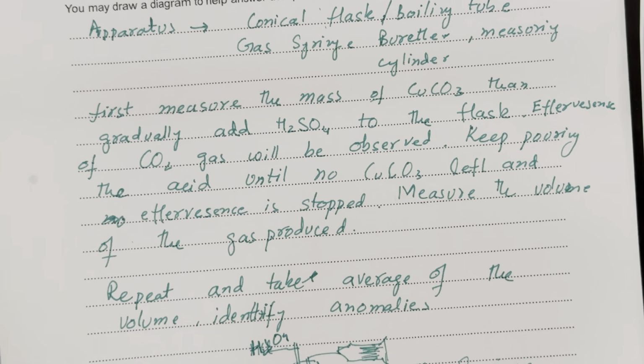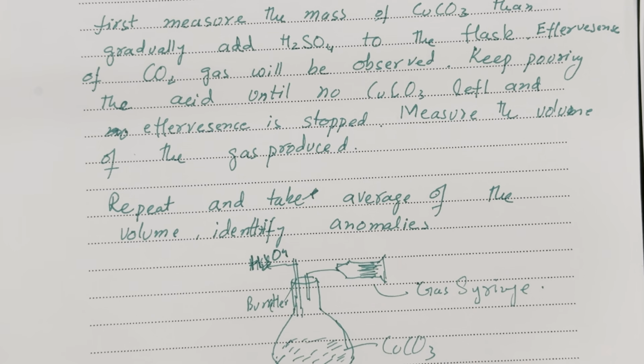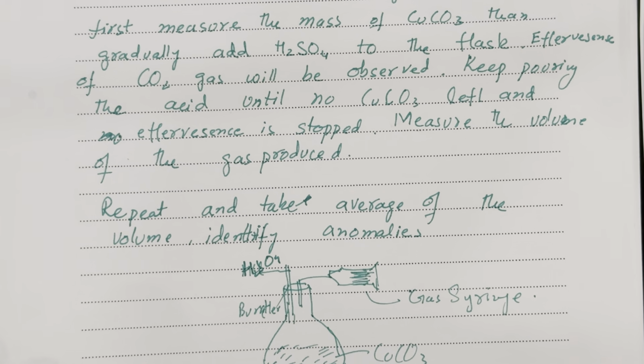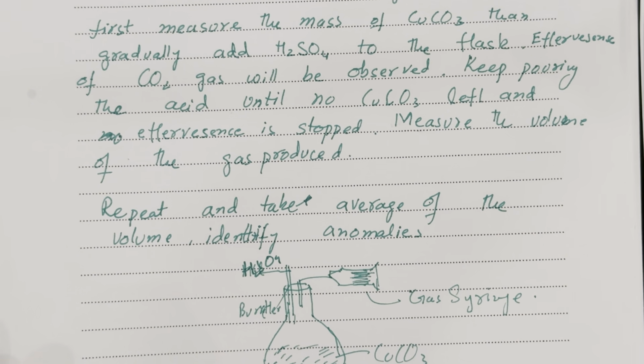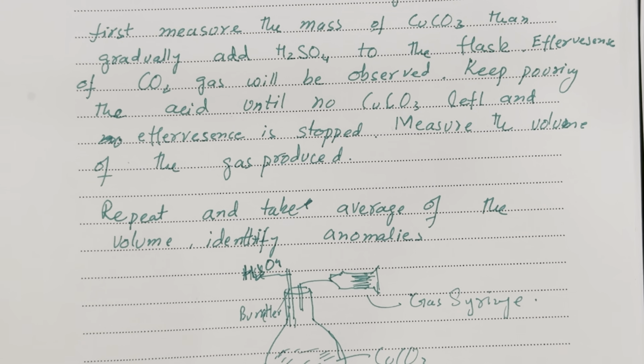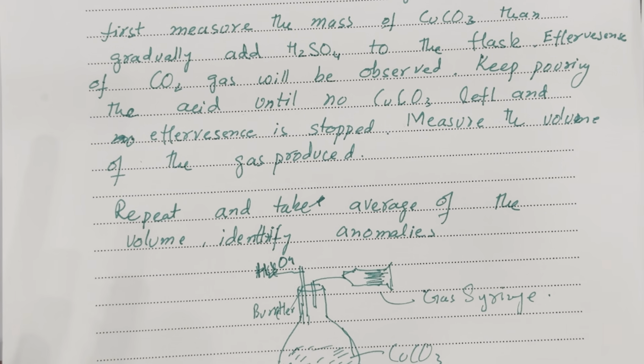Effervescence of CO2 gas will be observed. Keep pouring the acid until no copper carbonate is left and the effervescence has stopped. Measure the volume of the gas produced, repeat and take the average of the volume, and also identify the anomalies. So that's why you get the correct answer from this experiment.